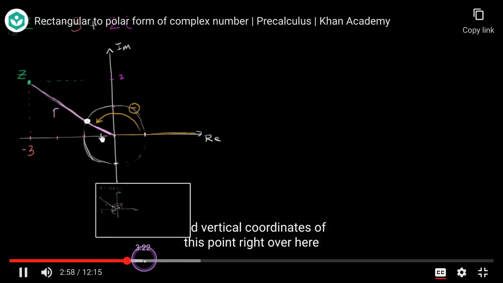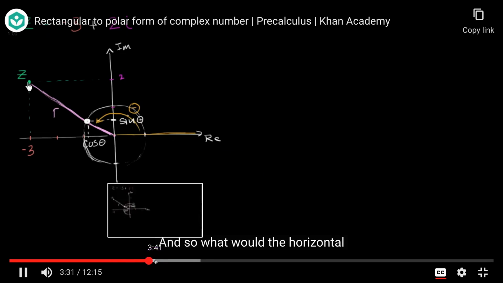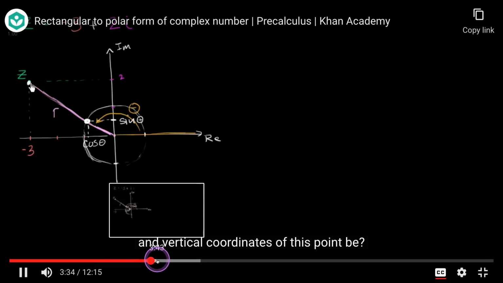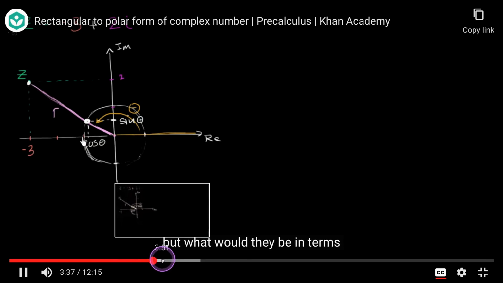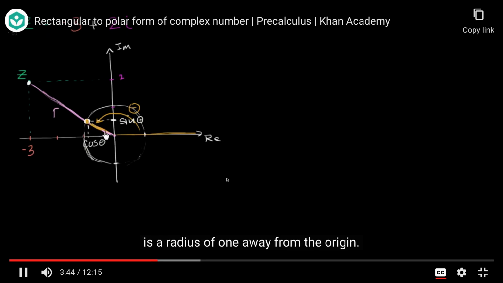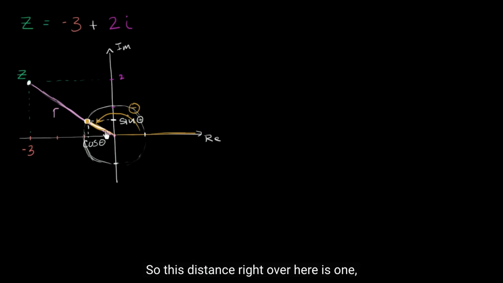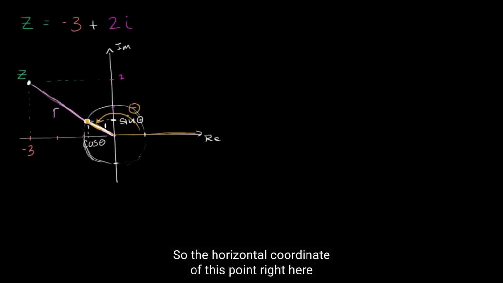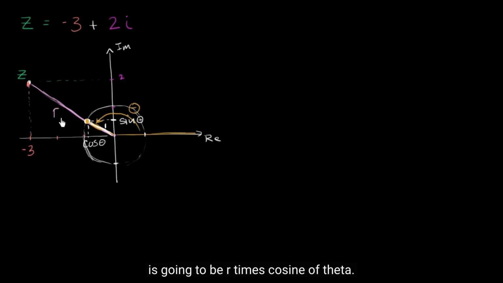Through this horizontal and vertical, what would the horizontal and vertical coordinates of this point be? We obviously know they're -3 and 2, but what would they be in terms of cosine theta and sine theta? Well, this point right over here is a radius of 1 away from the origin. But now we are r away from the origin, r times as far. So for r times as far in that direction, we're going to be r times as far in the vertical direction and r times as far in the horizontal direction. We're going to scale everything by r.